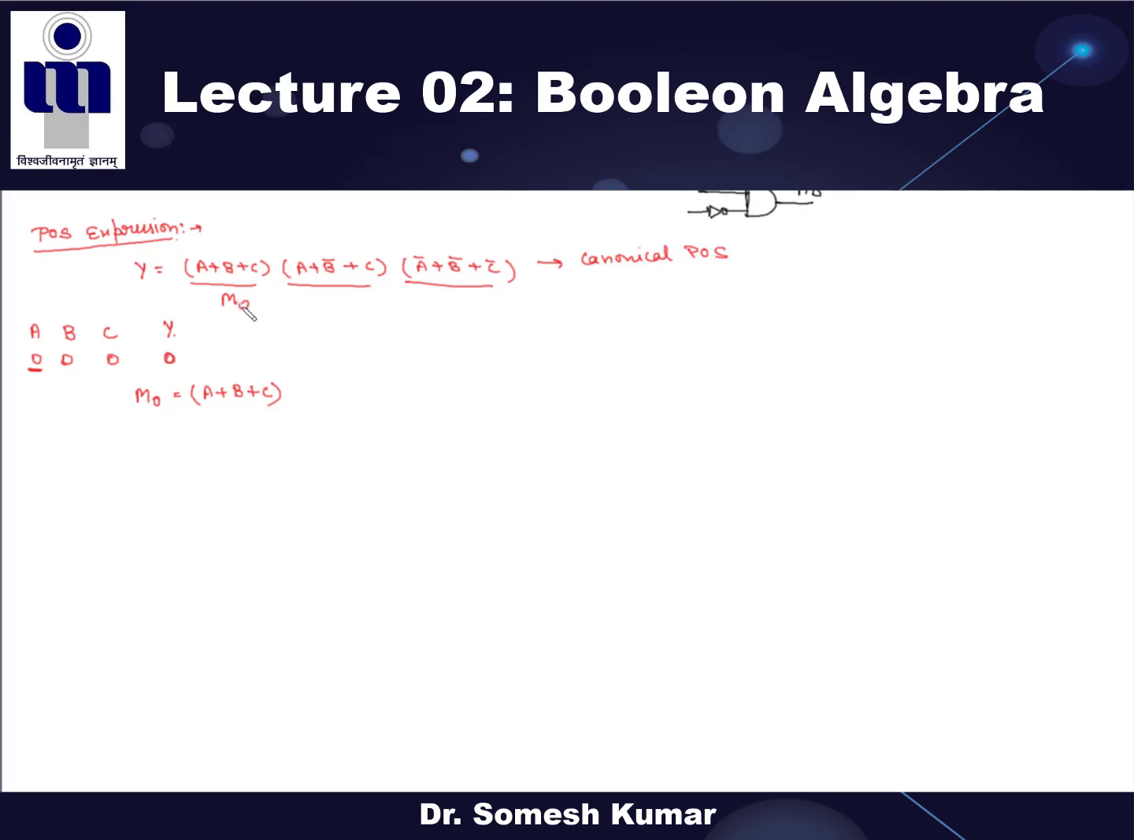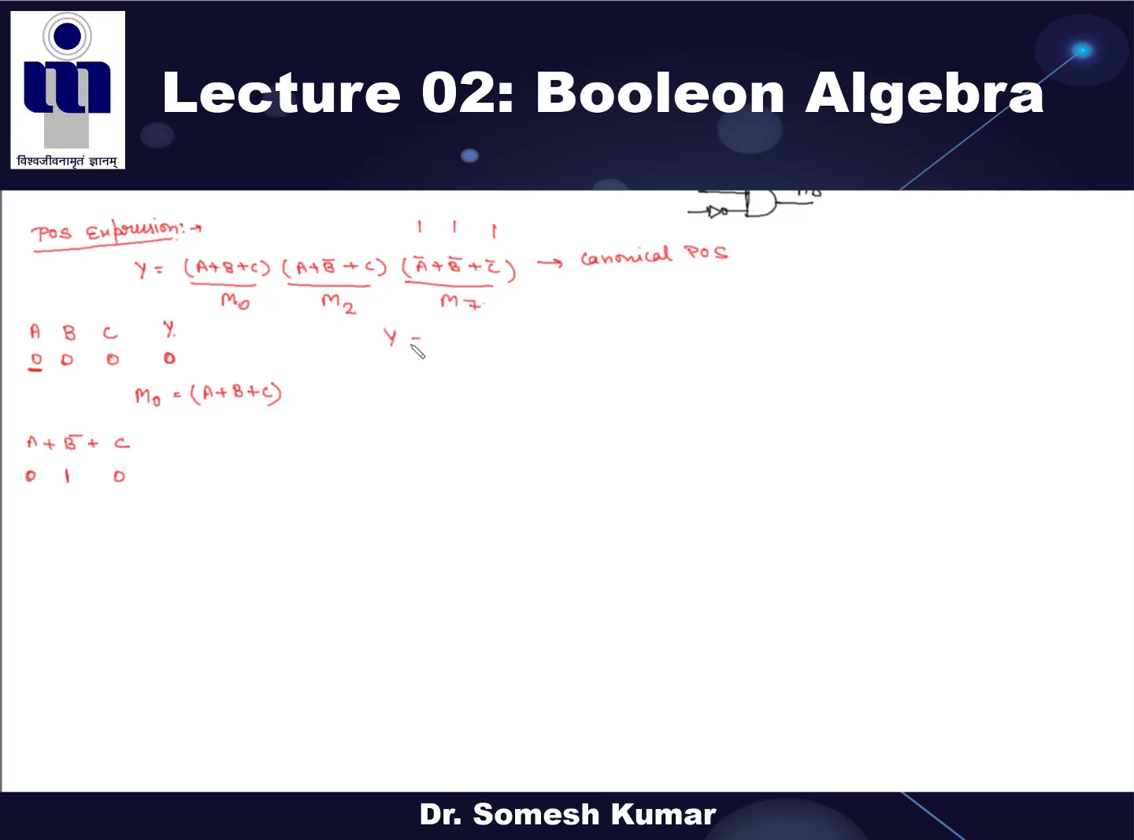This is the max term of 0. And now see, A plus B bar plus C. What is A now? A is 0, B is 1 and C is 0. So 0, 1, 0 is 2. Similarly, A bar plus B bar plus C bar is 1, 1, 1, and it is 7.